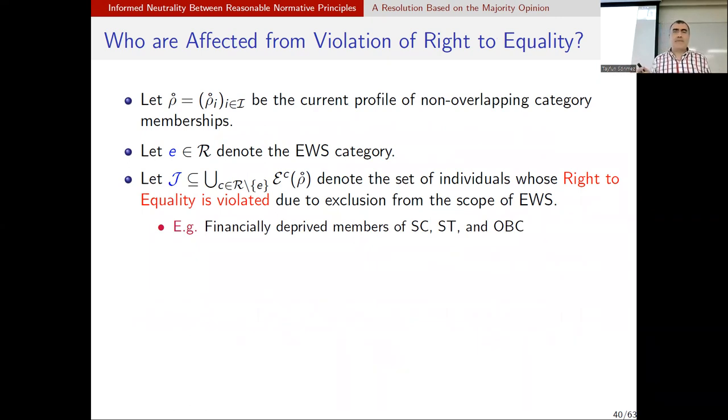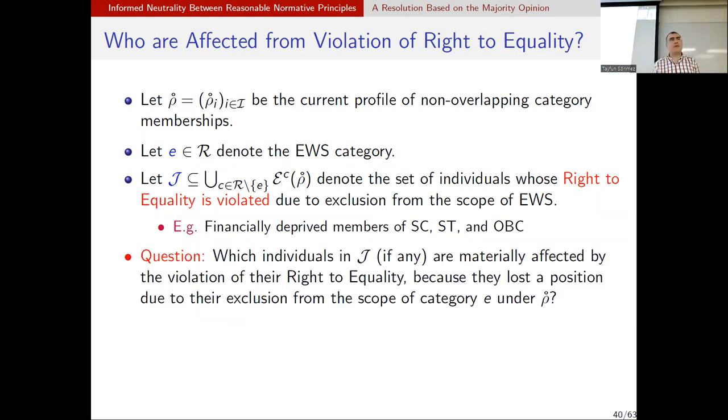Let E denote the EWS category. Let J be a set of people whose right to equality is violated due to being excluded. This could be either all members of scheduled castes, OBC, scheduled tribes, or it could be their financially depleted members, or maybe a completely other group. Doesn't matter. Suppose the people potentially affected are these J guys. Now let me ask the following question: which of these guys are materially affected because of that exclusion? Which of them are hurt in the outcome?